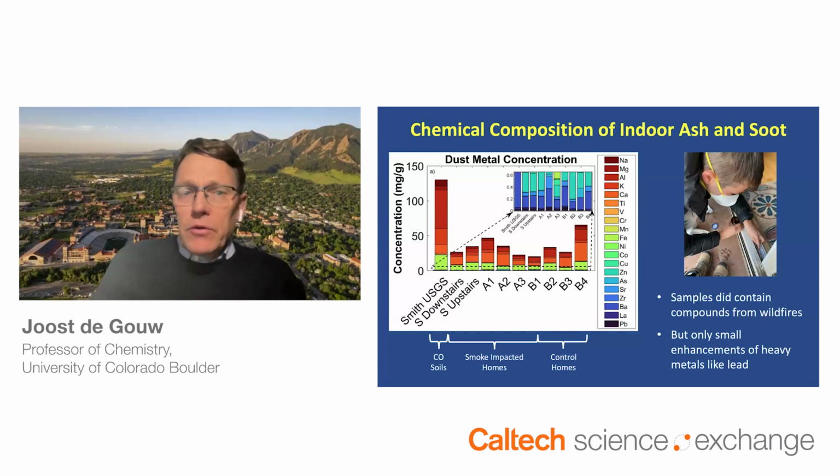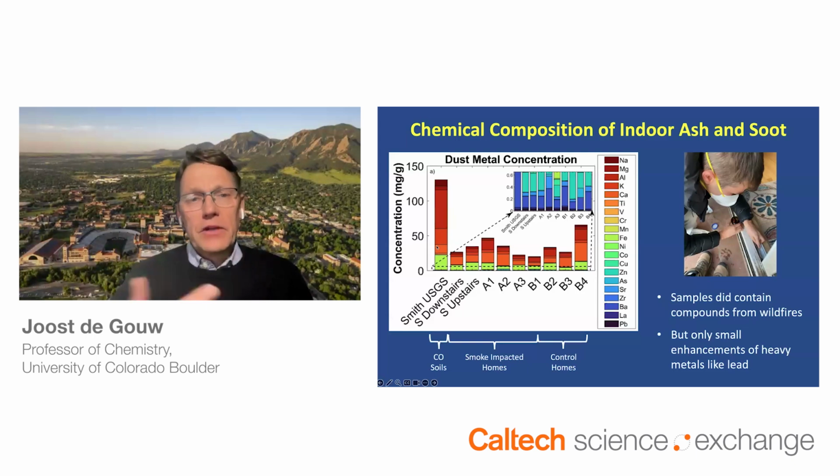Let's start with the chemical composition of indoor ash and soot. So this is a little bit similar to what Francois just showed. We focused on the indoor ash. And the picture on the left shows you the metal concentration of those samples. So the bar on the left is the typical concentration of metals in Colorado soils. There's a lot of mining in our area, so our soils do contain a lot of metals. And then the next group of points come from smoke-impacted homes, and then the last come from control homes that were not impacted by smoke.